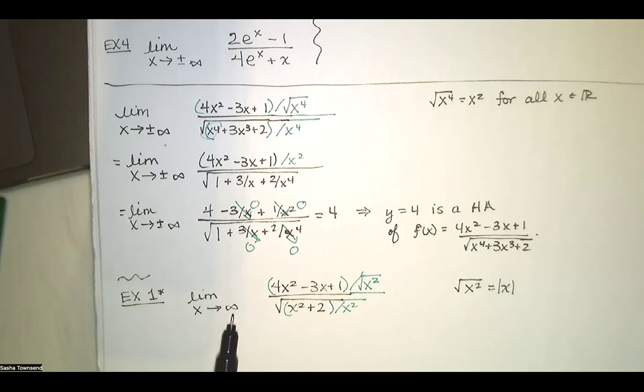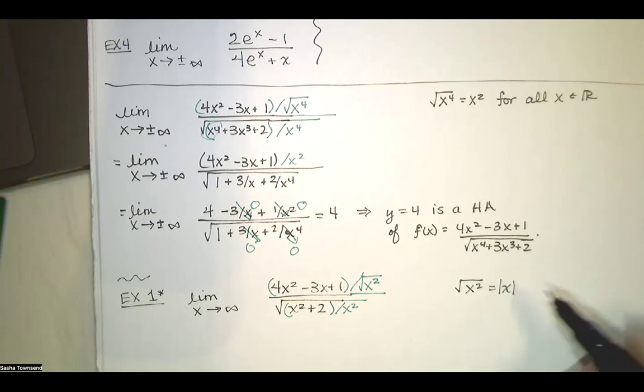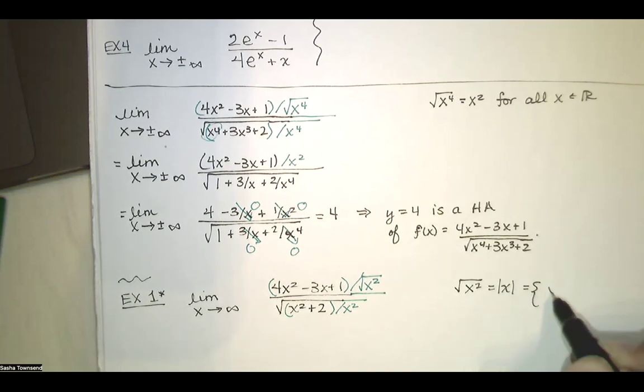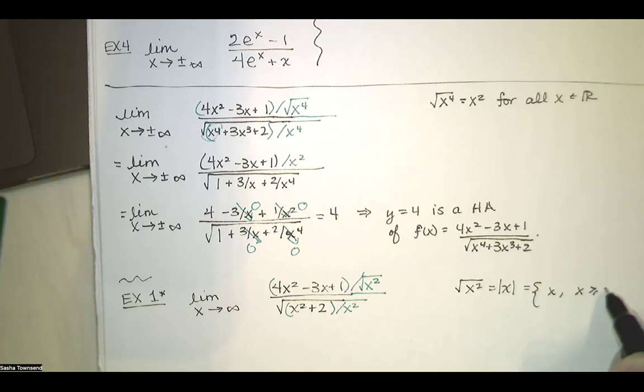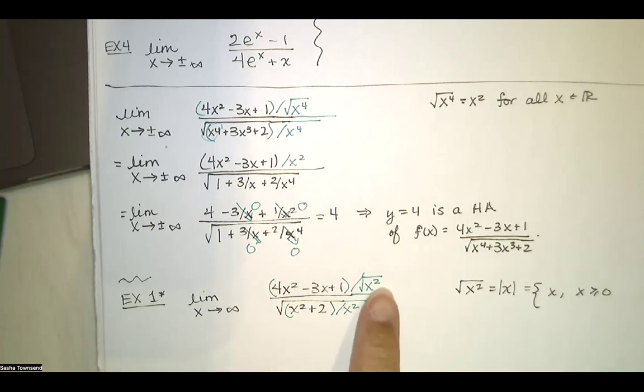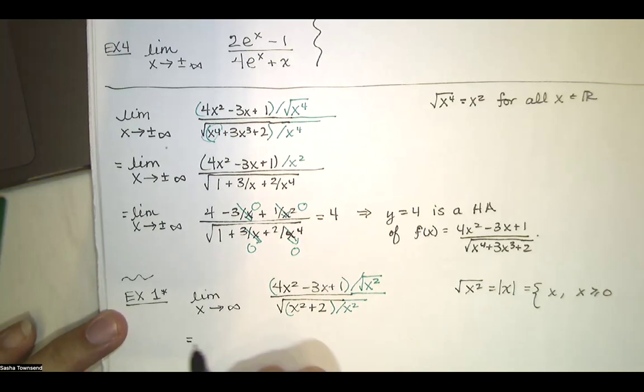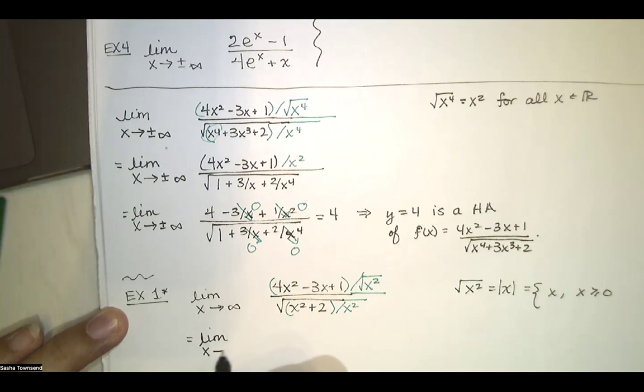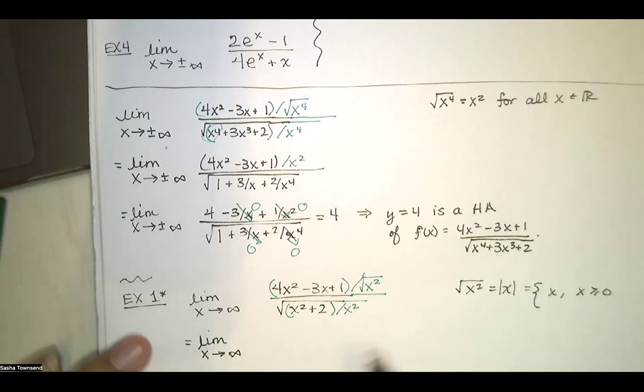Now, as x goes to infinity, the absolute value of x is just going to be equal to x. So dividing by the square root of x squared in the numerator and the square root of x squared in the denominator is fine. We're dividing by the same thing.